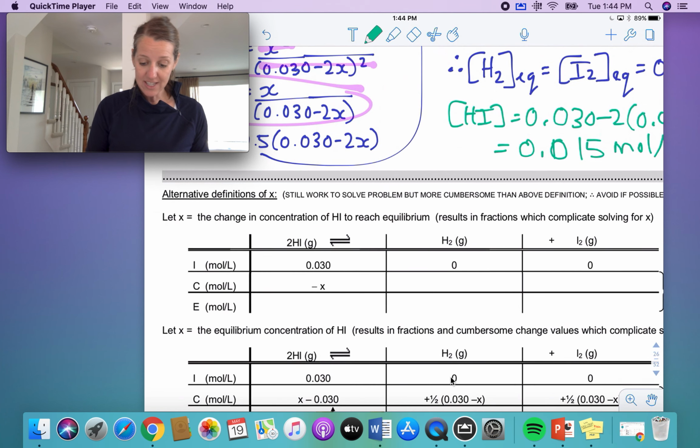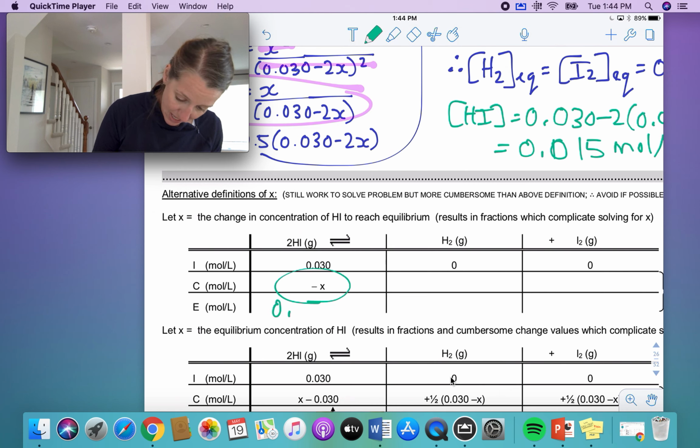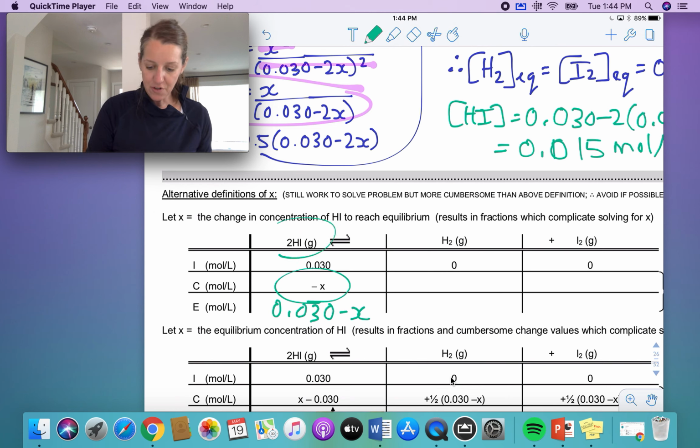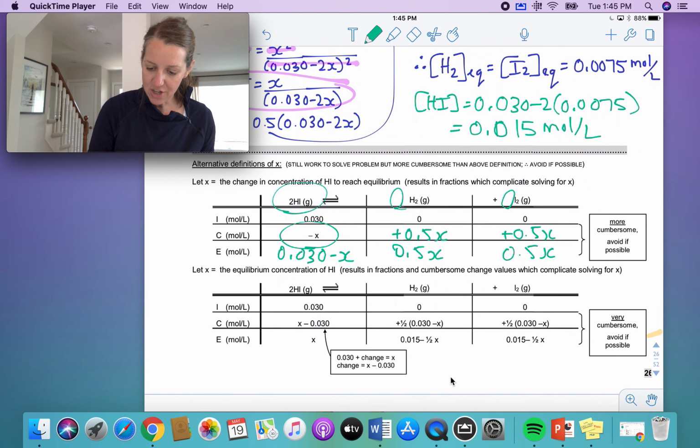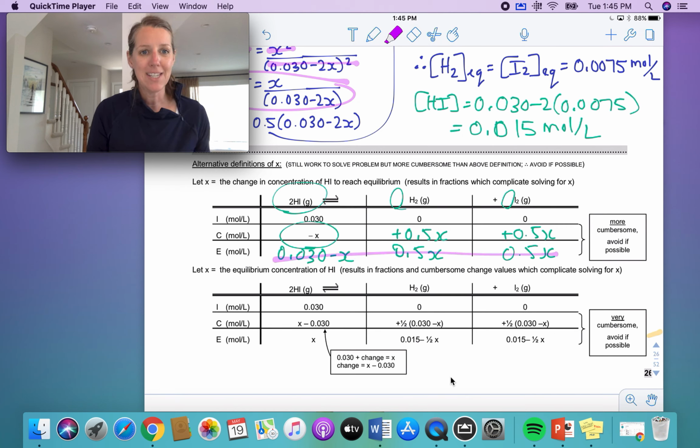What if I decided to make this value X? You watch this. This one's not so bad, 0.030 take away X. But if that's for 2HI and I make the change X, then what's this one going to have to be? Well, then it's going to be plus 0.5X. So at equilibrium, it'll be 0.5X. Same thing over here. And then look at these values. Imagine taking these values and popping them into the equilibrium expression. That math's too hard for us to do. Would you get the same answer? Yes. But why do that, right?